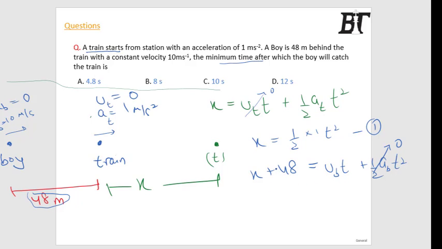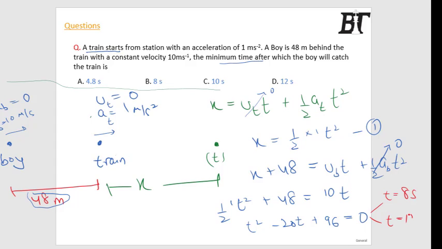Substituting the values, I see the value of x from above is half a t square, I substitute it in this second equation and I get half a t square plus 48 is velocity of boy, 10t. The value of acceleration is 1, so I'll write it as half into 1 into t square. Now this is a quadratic equation. By now I am sure all of you know how to solve this quadratic equation. If you solve this equation, you will get two answers, time as 8 seconds and time as 12 seconds.